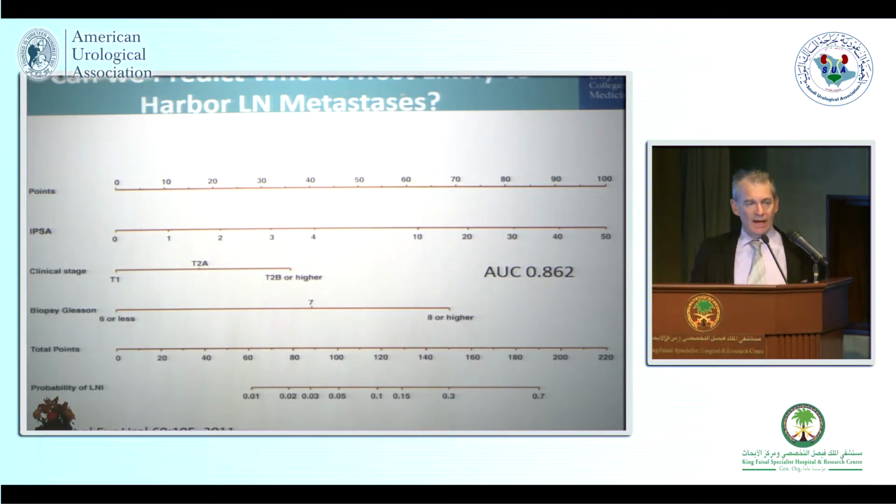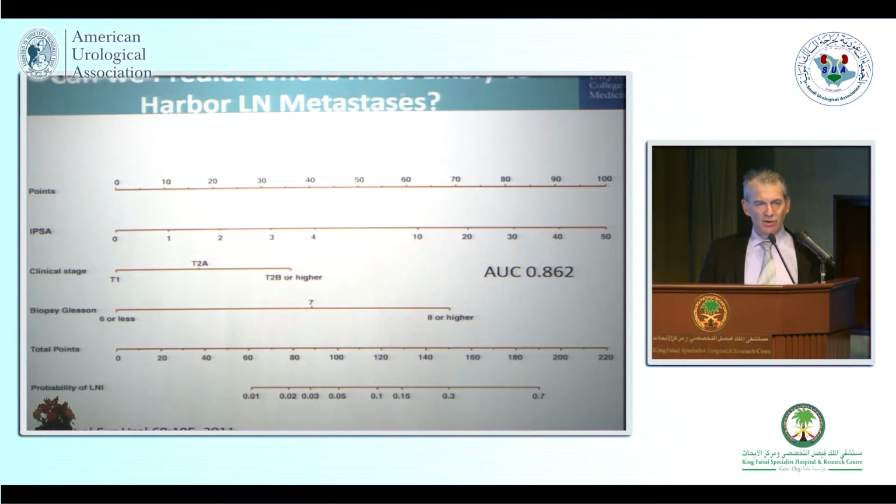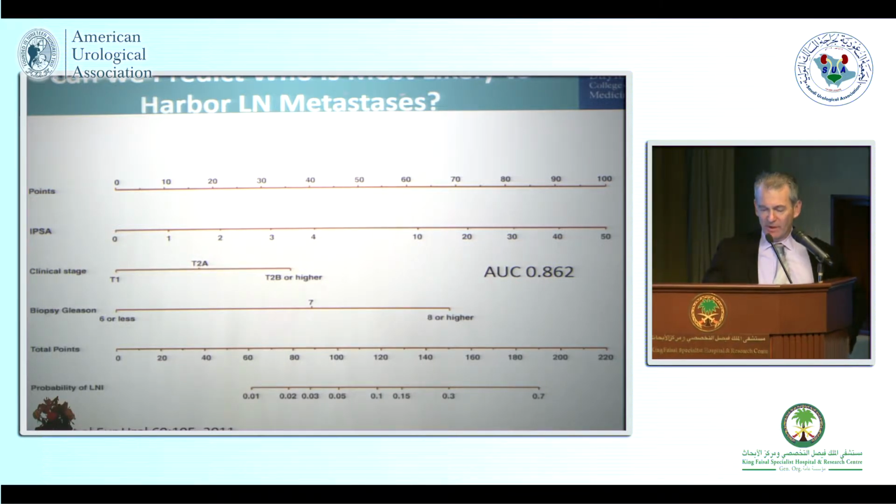I think it's important to have some tool in our hand to identify the patient who's at higher risk for having occult lymph node metastasis. I think the standard of care, particularly in locally advanced tumors, would be to do not just a thorough bilateral pelvic dissection, but there's some data I'll show you in just a minute to suggest that perhaps you should extend that proximal to the common iliac artery.